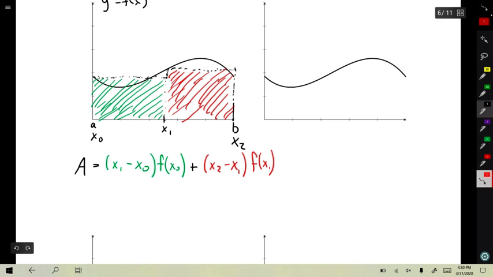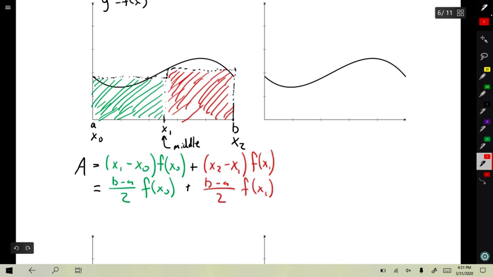In fact, if I set this up in a nice way, maybe I want to set this up so that x1 is in the middle of a and b. If I do that, then I know exactly how long this distance is and how long this distance is, because it's half of the distance between a and b. And so I can rewrite my formula here with a little bit more detail. This x1 minus x0 quantity is going to be b minus a over 2. I'm still going to write f of x0. And this x2 minus x1 quantity is also b minus a over 2 times f of x1.